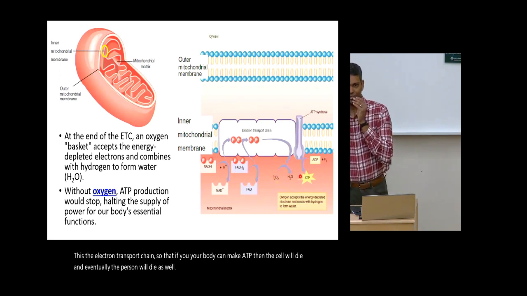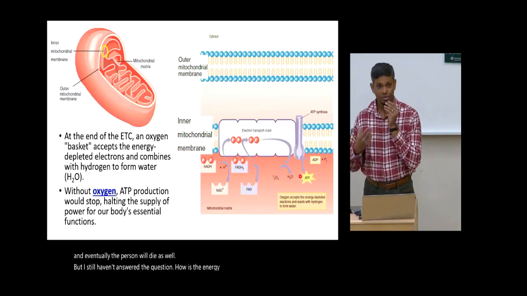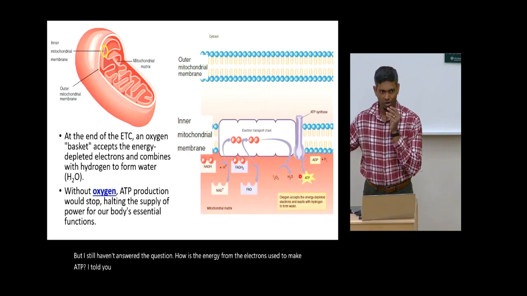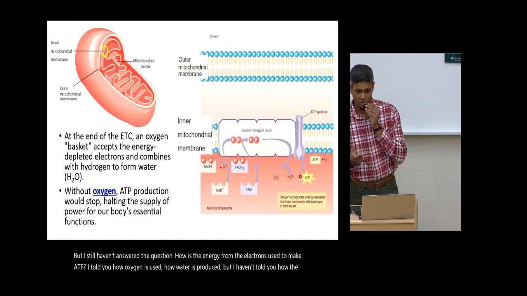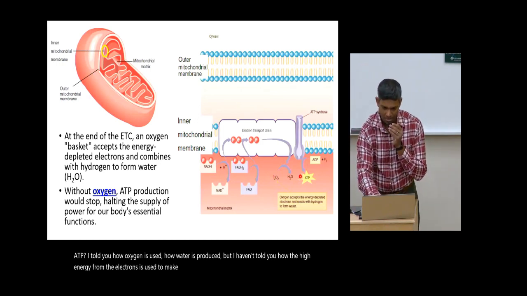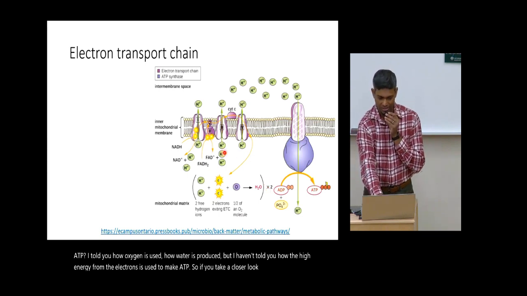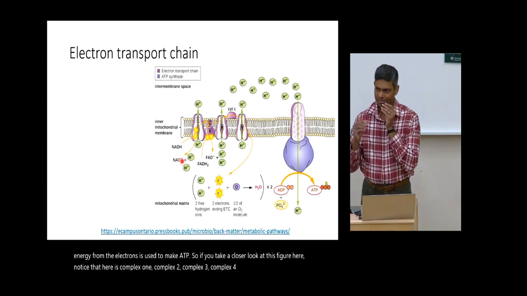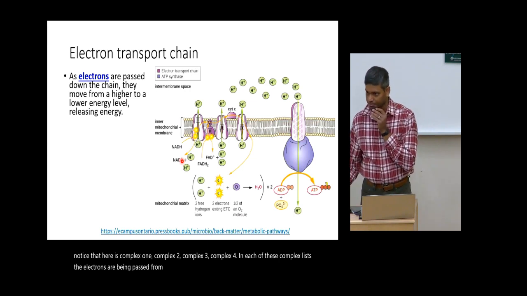But I still haven't answered the question, how is the energy from the electrons used to make ATP? I told you how oxygen is used, how water is produced, but I haven't told you how the high energy from the electrons is used to make ATP. So if you take a closer look at this figure here, notice that here is complex 1, complex 2, complex 3, complex 4.